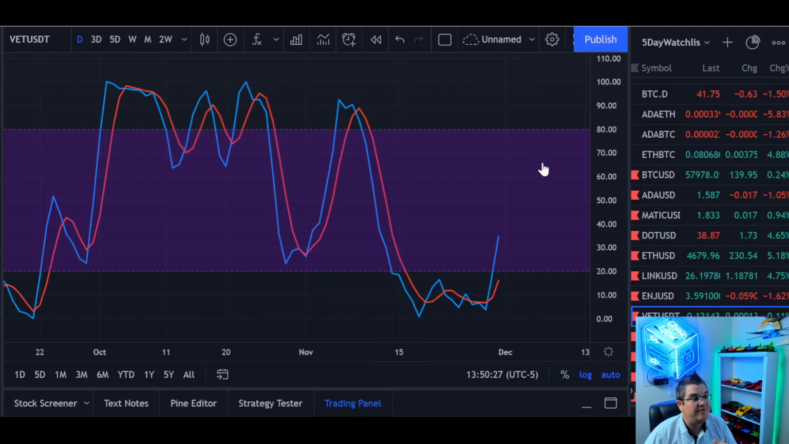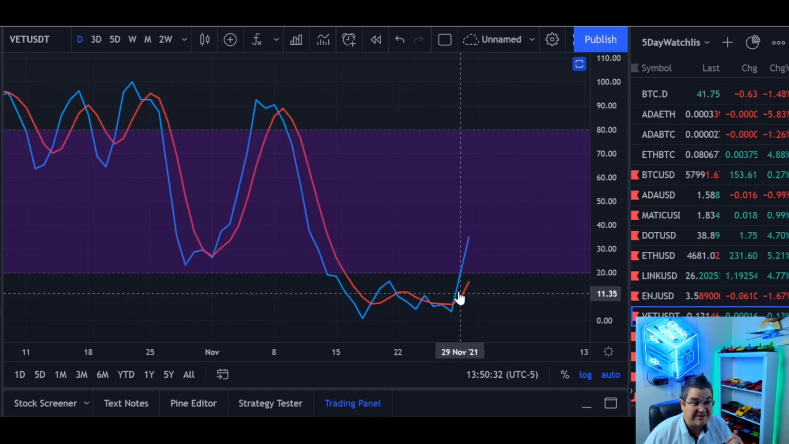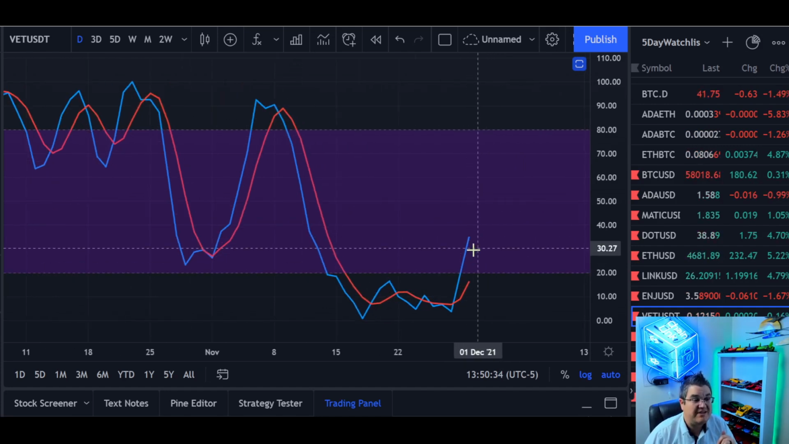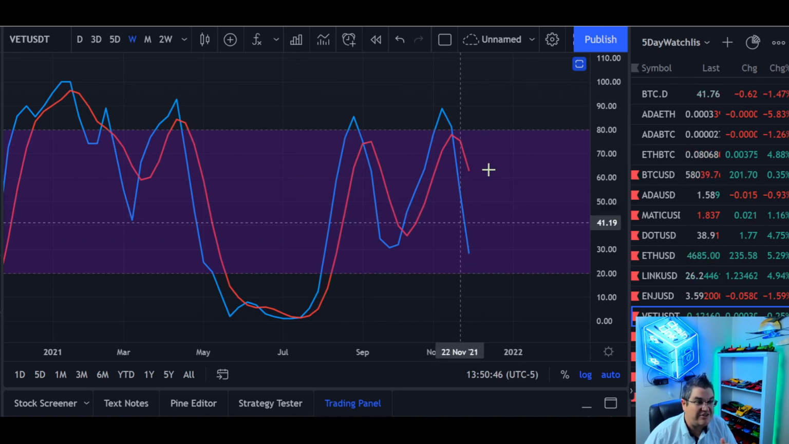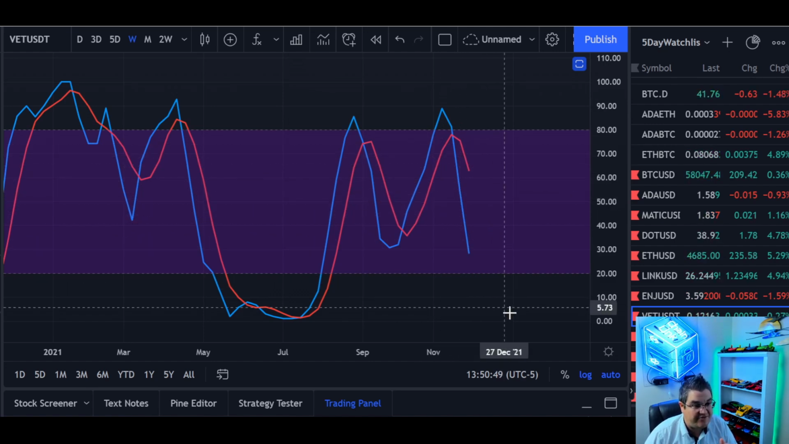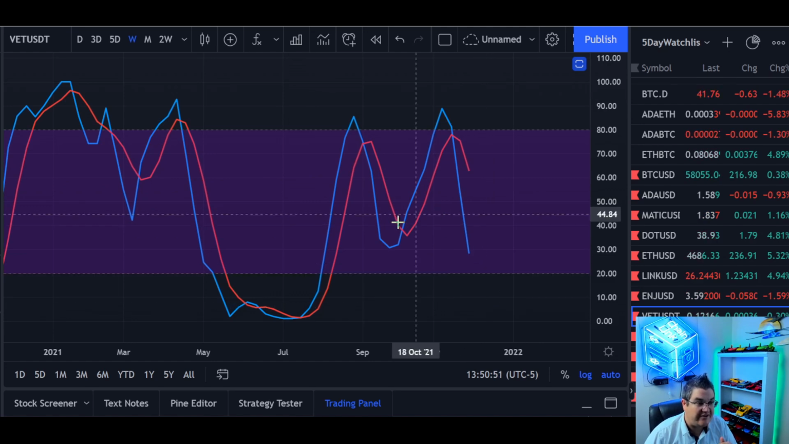Okay, what else do we got? VeChain on the Stochastic RSI. Well, the good news is we're breaking to the upside, so we're gaining momentum. However, the not so good news is it's only on the daily chart, right? So go up to the bigger scale, and momentum is still sliding toward the downside. However, this could turn around at any given moment. We don't have to go down here, right? We don't have to go all the way down.